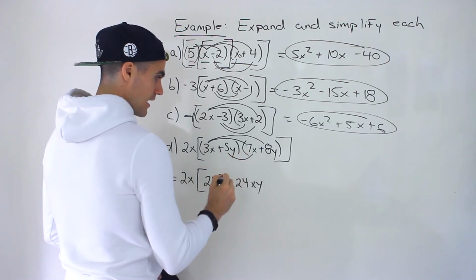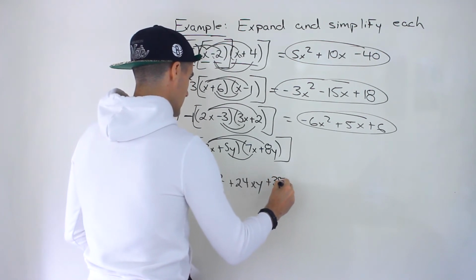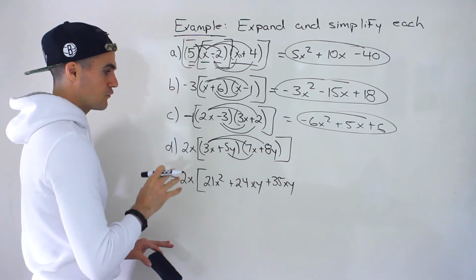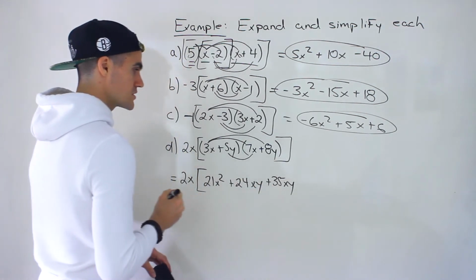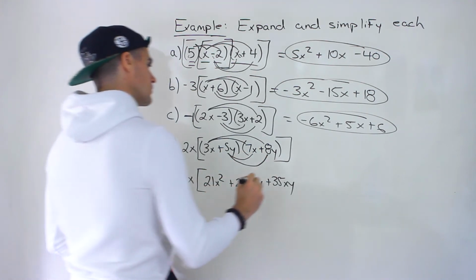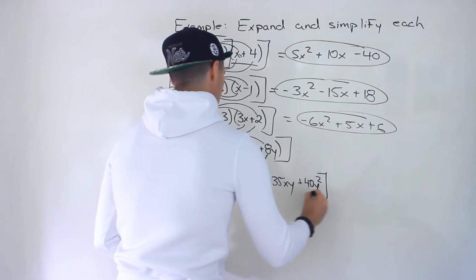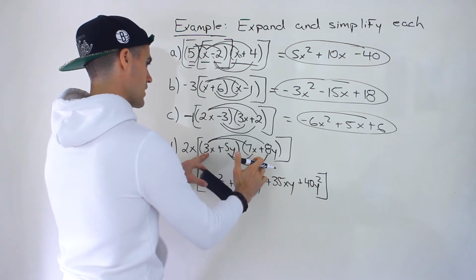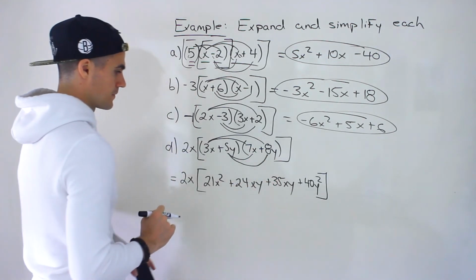5y times 7x would give us positive 35xy as well. You end up with yx, but again, I recommend putting everything in alphabetical order if you're mixing variables, just so you could notice the like terms a lot easier. And then we'll have 5y times 8y, which would give us positive 40y squared, like that. So 21x squared, 24xy, 35xy, and then 40y squared, like that.